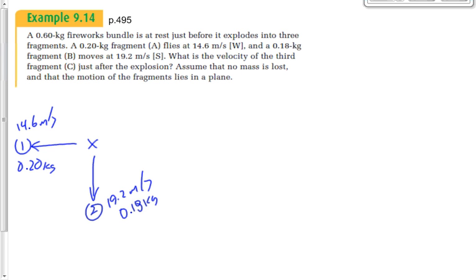What's your prediction? Where do you think the third piece is going to go here? What's the total momentum of this system before? 0. What's the total momentum of this system after? 0. If we have momentum to the left after the explosion, we have to have momentum to the right. If we have momentum down, we have to have momentum up. So the momentum of the third piece is going to be up and to the right. Don't know exactly where, but somewhere up there.